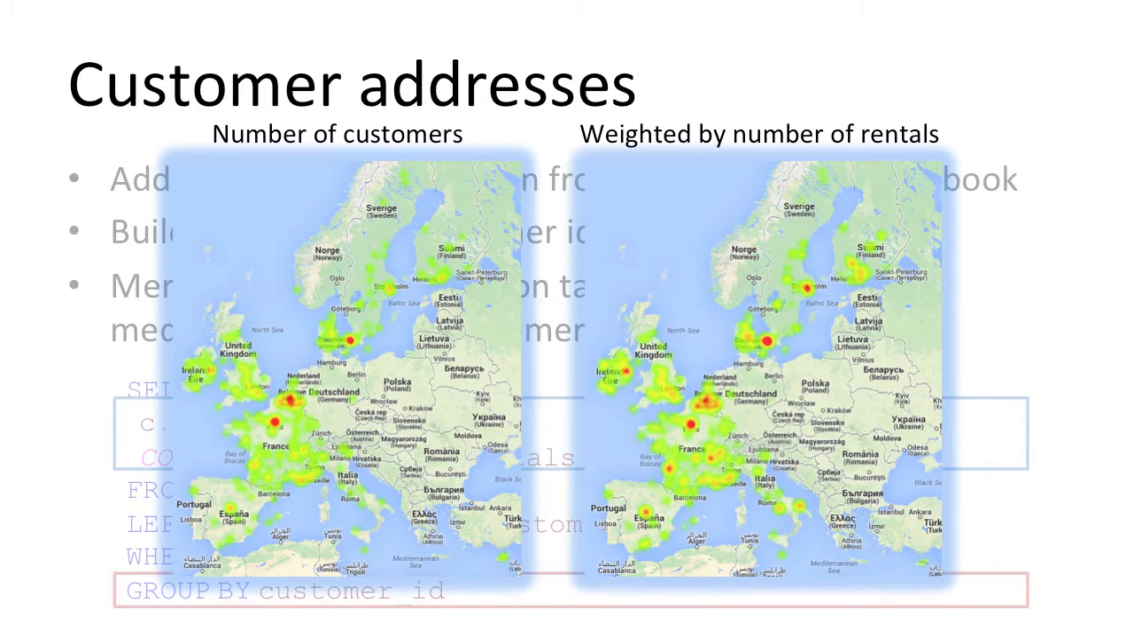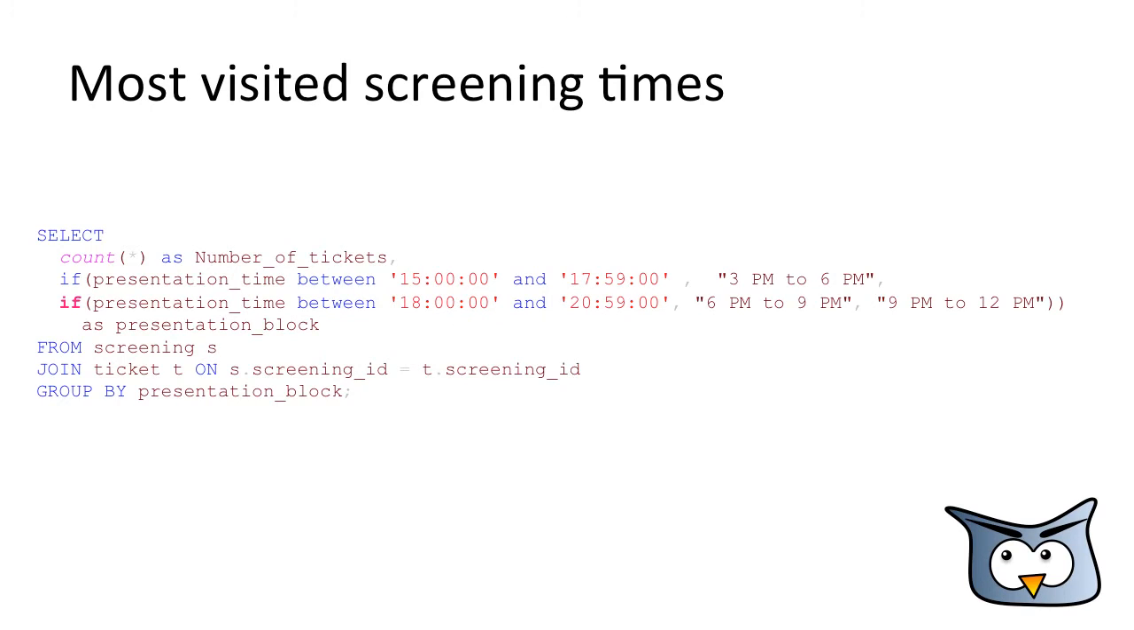Differences can be found, for example, in Stockholm and Helsinki, as well as in South Italy. Some of our top customers seem to live in those two regions.